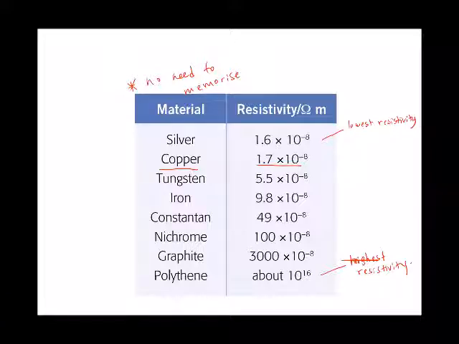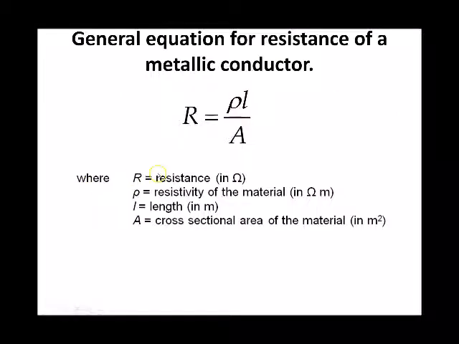Okay, right. So at this point, I just want to clarify that resistance depends on three things. Resistance depends on the resistivity, the length, and the cross-sectional area. So if you have two conductors, one made of copper and one made of iron, let's say this is iron, with the same length and same area, then of course the copper wire will have lower resistance because the resistivity is lower.